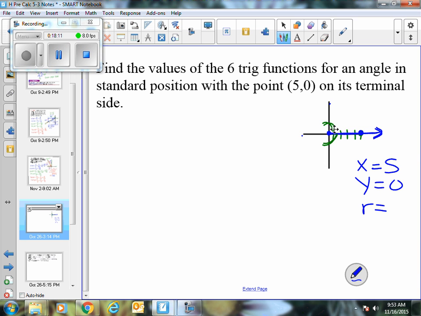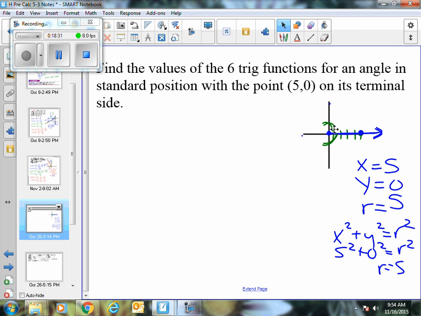So what happens? Can we still find r? Well, sure. R is just the distance from the origin. So how far is 5, 0 from the origin? Well, it's 5. You can just count. It's the same as the x, but you could still do this, right? You could still do your Pythagorean theorem. 5 squared plus 0 squared equals r squared, and you'll still get r equals 5. So we can still do this. I know it seems weird. There's no triangle, but there's definitely still an x, a y, and an r.